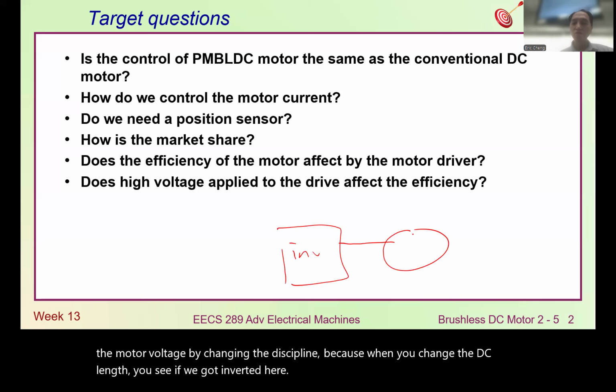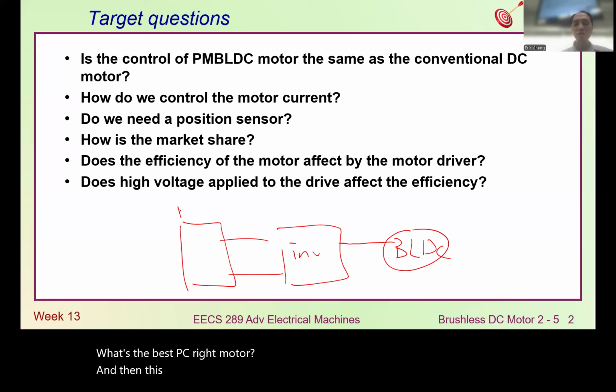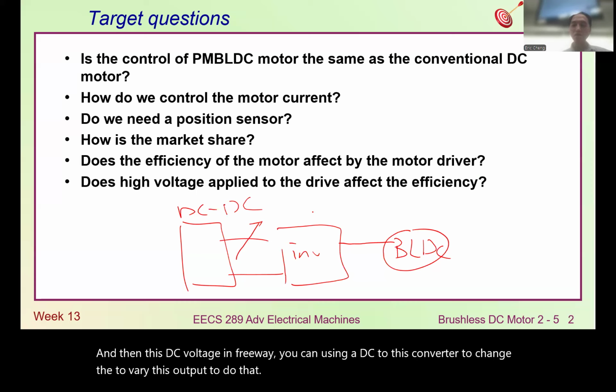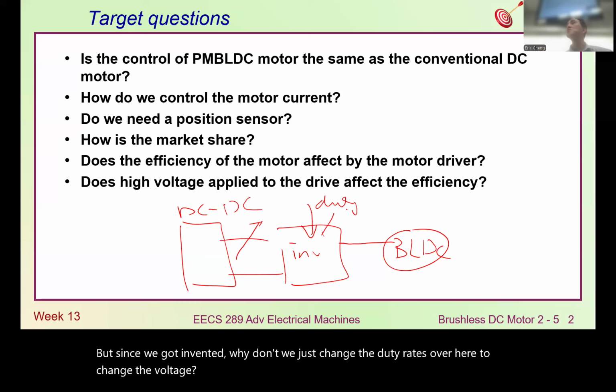And then we connect to the brushless DC motor. And this DC voltage, in theory, you can use a DC to DC converter to vary this output. But since we have an inverter, why don't we just change the duty ratio here to change the voltage rather than use two stages to do that?